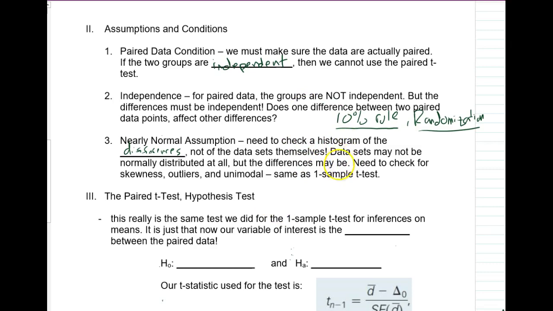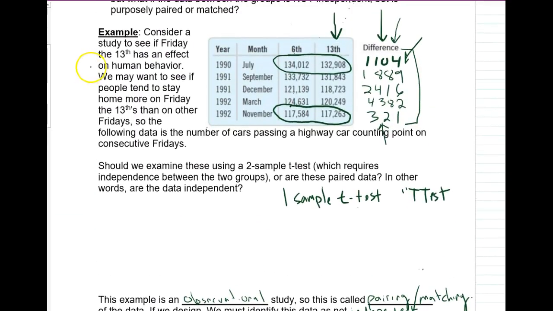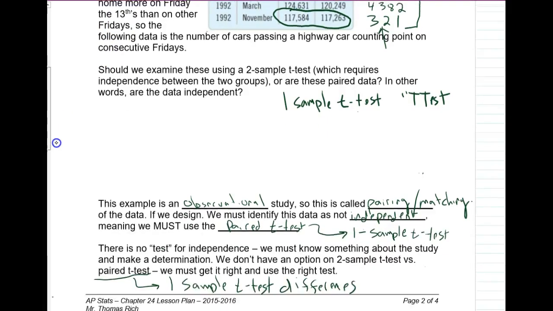We are looking to make sure that there's nothing very strange about the differences. We want to see if there's any skewness, if there are any outliers, and if it's unimodal. A lot of times when we've got small sample sizes, like in this case where we've only got 6 pairs, the histogram is kind of hard for us to tell whether the larger population of differences would be normal, but at least we'll look at it and make a comment on it. Okay, so we'll do that in this example and see what happens.